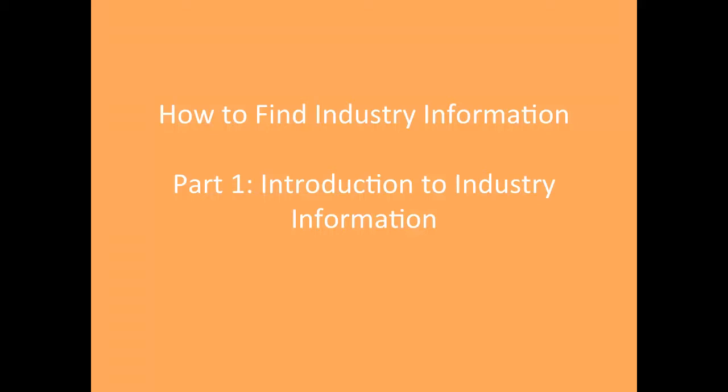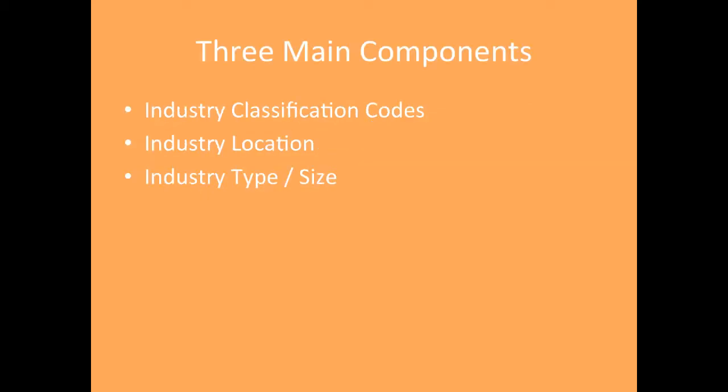In this video, we will begin working to identify industry information. Industry information is important for understanding the greater environment in which a business or organization operates. In particular, there are three main components we want to know about a particular industry: the industry classification codes, the industry location, and the industry type and size.